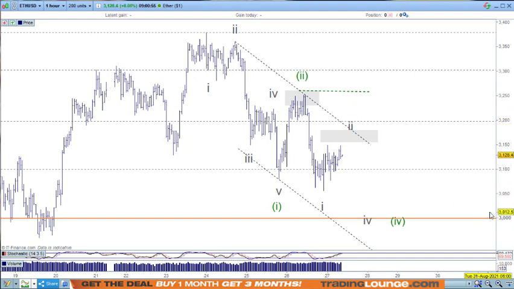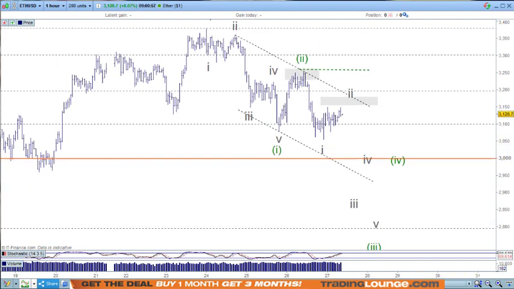I'm not going to go in there, but all I want to point out here is that you can probably short here or look for the 31 area to be the retested resistance.